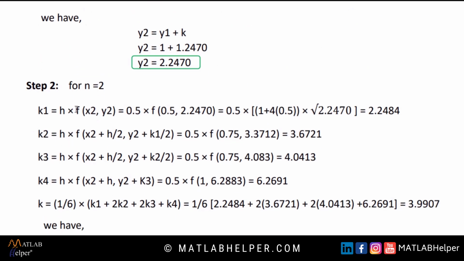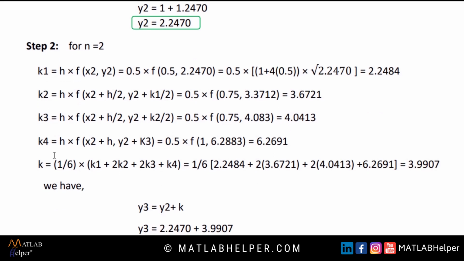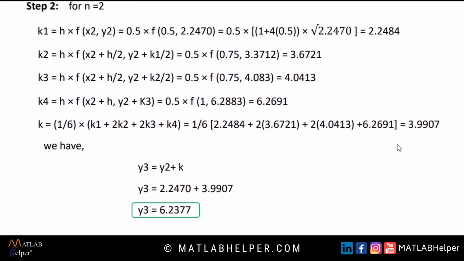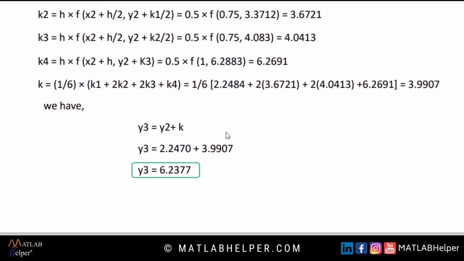Now for the second iteration, we will follow the same procedure. Just put the values of x2 and y2 in the formulas. Put all these values of k1 to k4 in the formula of k. You will get the answer for k as 3.9907. Then by using the formula y3 = y2 + k, the answer for y3 will be 6.2377.